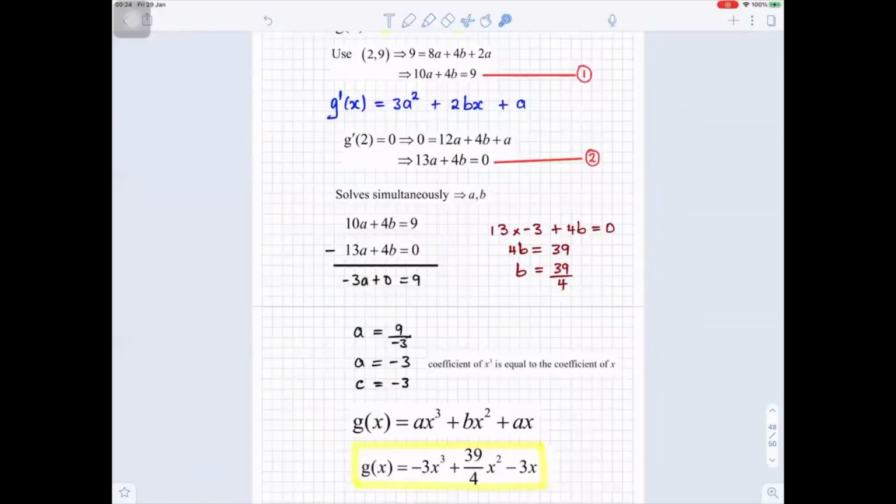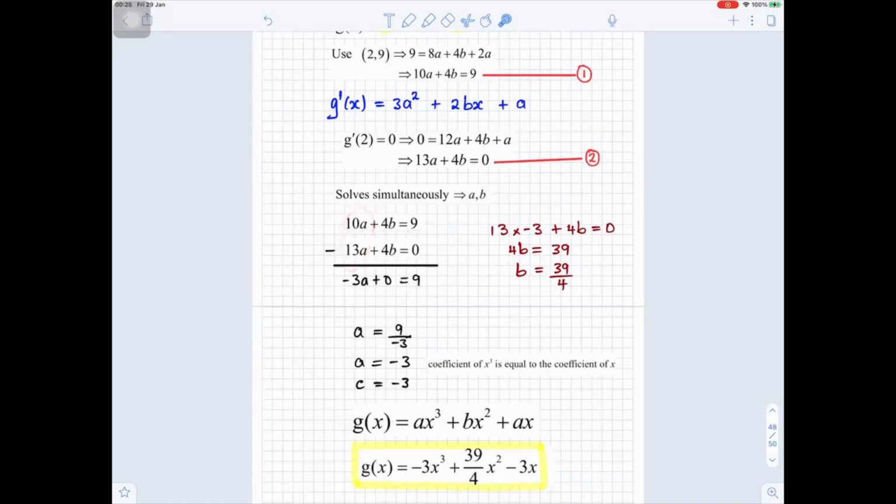So first of all, g dash of x when you differentiate is 3ax squared plus 2bx plus a. So g dash of 2 will be 3 times 2 squared, which will be 12a, plus 4b plus a. So 12a plus a will give you 13a plus 4b equals 0. So we want to solve simultaneously to find a and b.